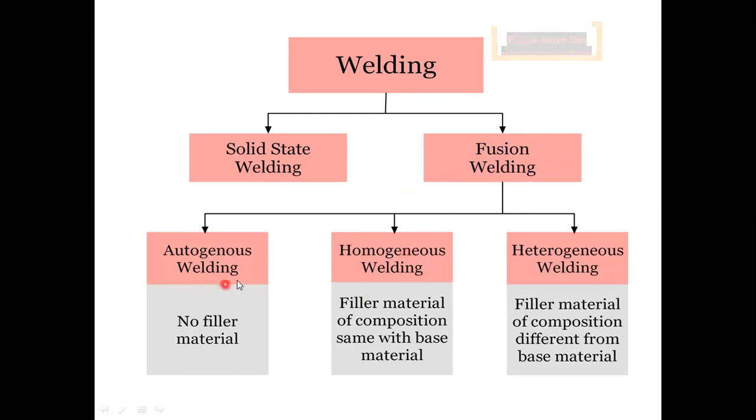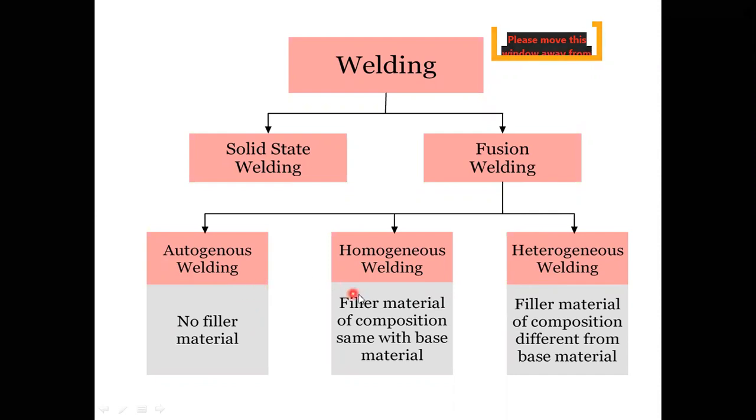Look, here is some differentiation. Look, in autogenous welding, no filler metal is there. Okay, then what happens? We apply some heat and pressure, then two parts of the same metal are joined together, when the edges of the metal reach a plasma-like state, and they join.